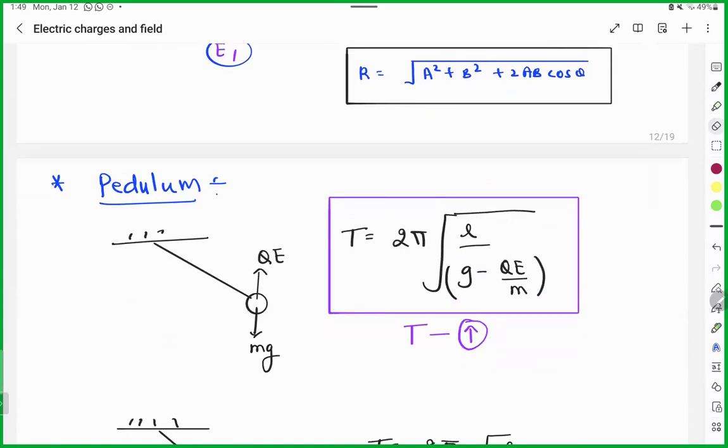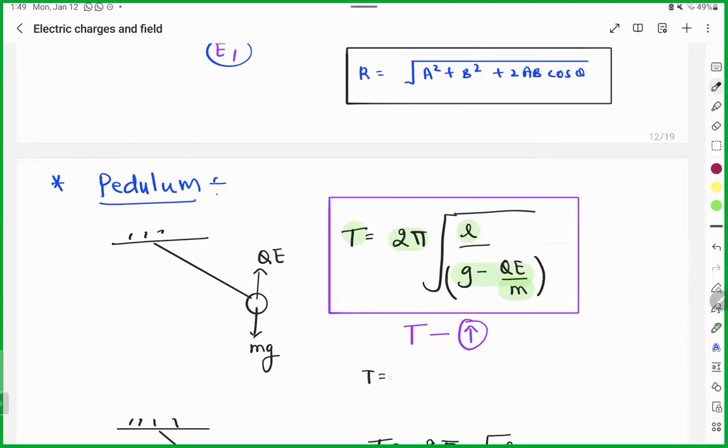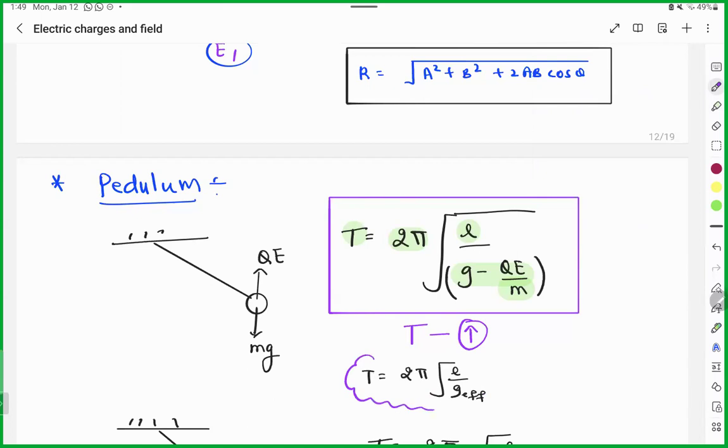If you take a pendulum, what will be the impact? In the case of a pendulum, this is the formula: time period is equal to 2 pi under root L upon G. In general, when you calculate time period, the basic formula is under root L upon G effective. This is the real formula. Time period is equal to 2 pi under root L upon G effective. Now, how to calculate G effective?